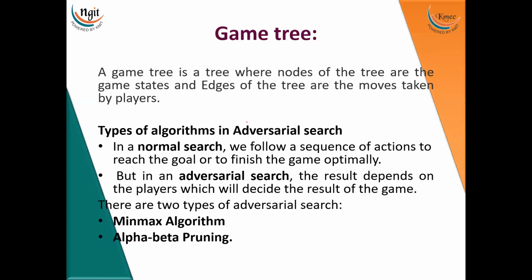Then let us discuss the game tree. A game tree is a tree where nodes of the tree are the game states and edges of the tree are the moves taken by players. In a normal search, generally we follow a sequence of actions to reach the goal or to finish the game optimally. But in an adversarial search, the result depends upon the players, who will decide the result of the game. Generally, there are two types of adversarial search: one is the min-max algorithm, the other one is the alpha-beta pruning. These two algorithms are generally used for game playing or adversarial search.